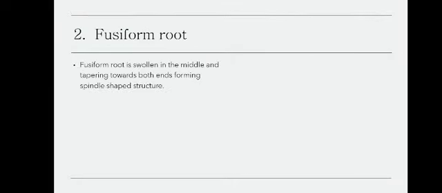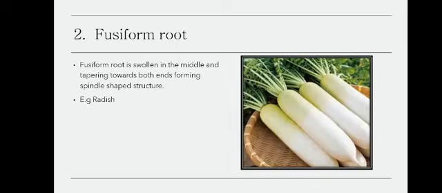In the second type, the fusiform root system, the root is swollen in the middle and tapering towards the ends, forming a spindle-shaped structure. Example is radish. You can observe radish is swollen in the middle and tapering towards the ends. You can observe it in your garden or in your kitchen vegetables. Radish.